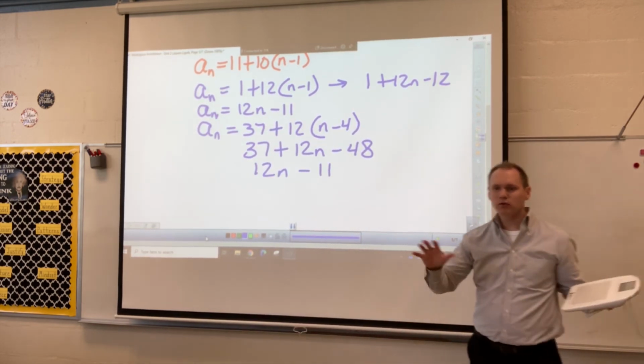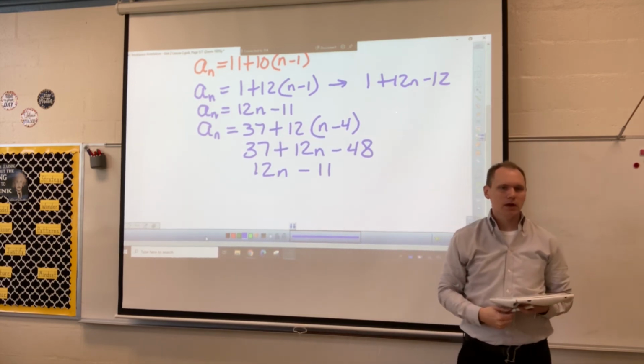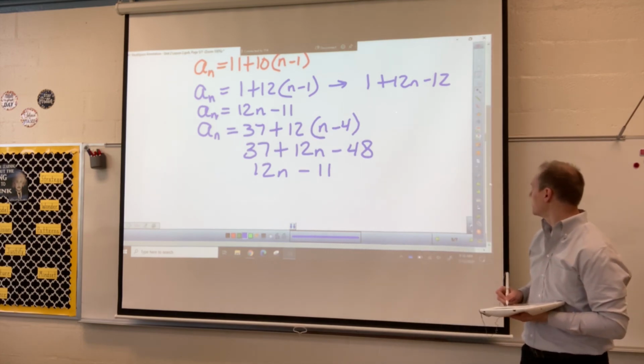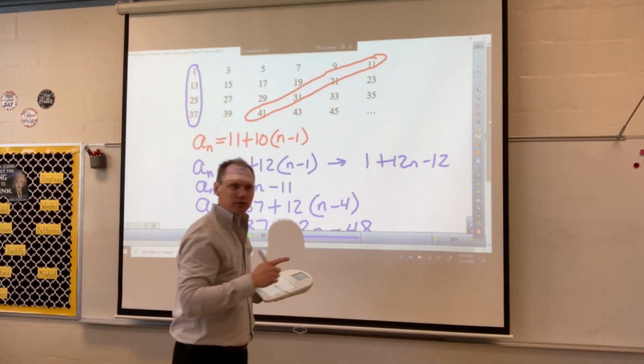So if you don't get that part, or we can use any term, that's okay. If you're okay with just using the first term, that's fine. But I just wanted to show you that we could use any term we wanted to. Does anybody else have a different pattern that you looked at that you want to share?